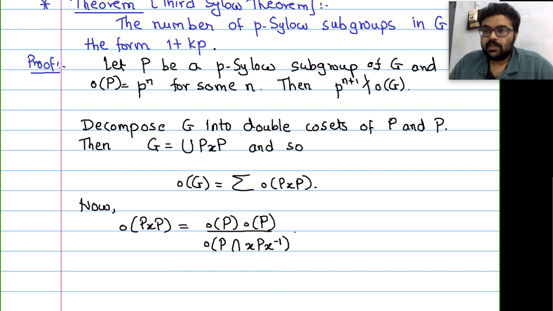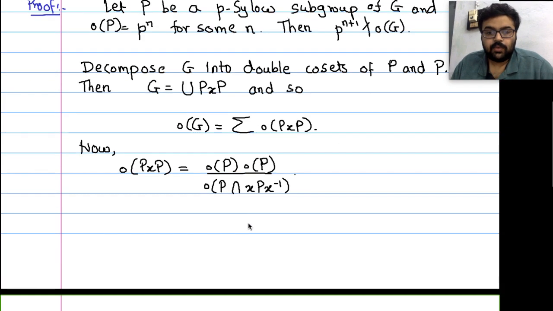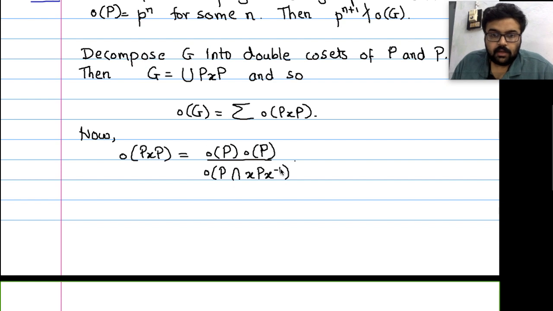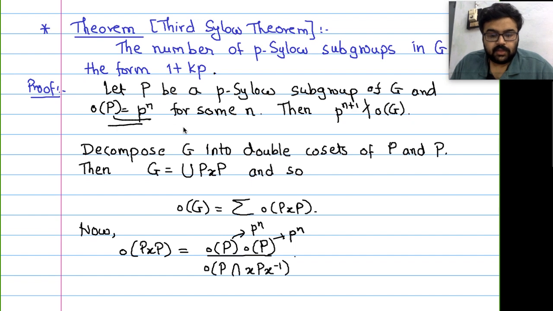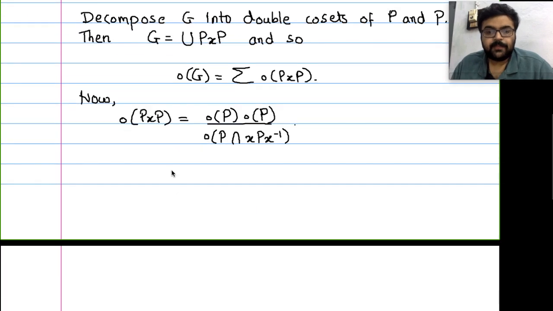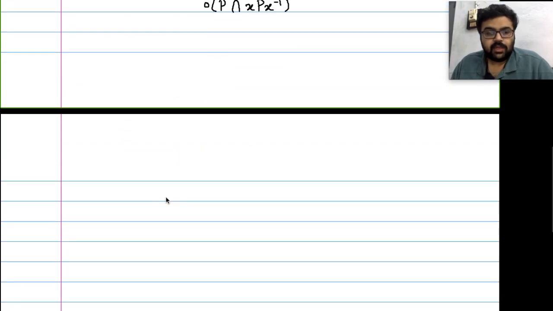Now that means we have to analyze this, because the numerator we know: this is of order P power N, this is also of order P power N. Order of P is P power N, that is what we assumed. So the numerator we know, and as usual we analyze the denominator, and let us analyze when these are equal.